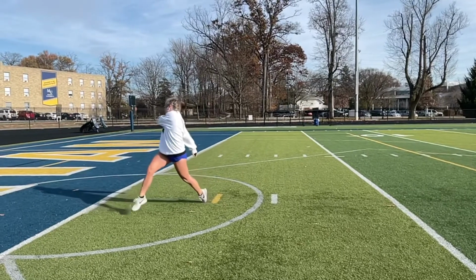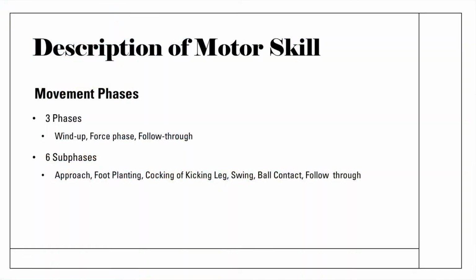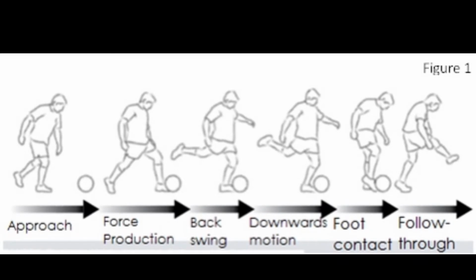So for the movement phases, there are three main phases. These consist of the wind-up, force phase, and follow-through phase. And this consists of six sub-phases: the approach, foot planting, cocking of the kicking leg, swing, ball contact, and follow-through.